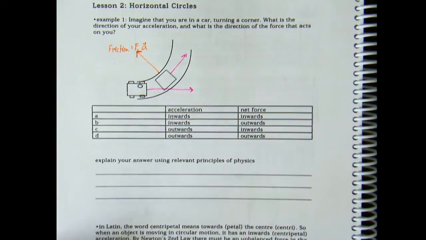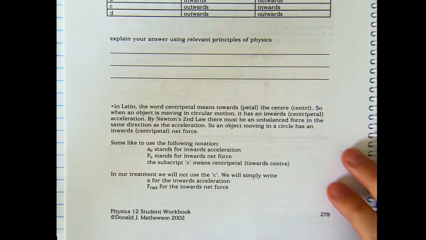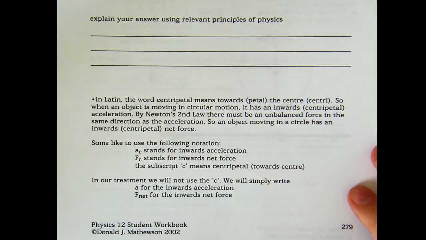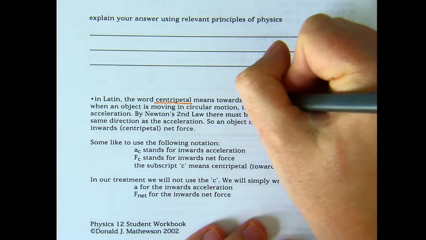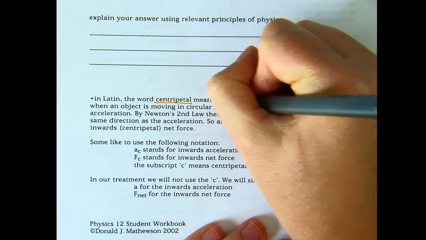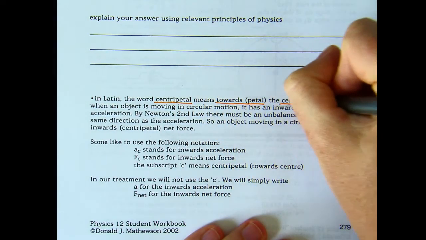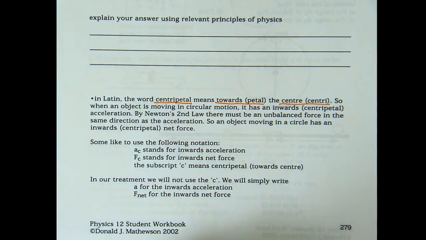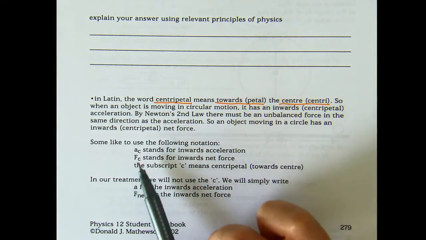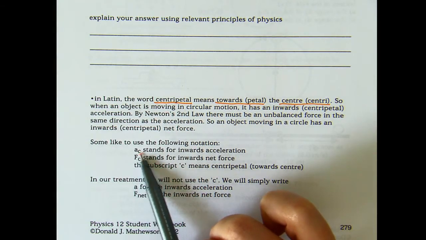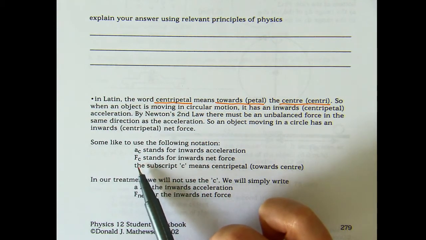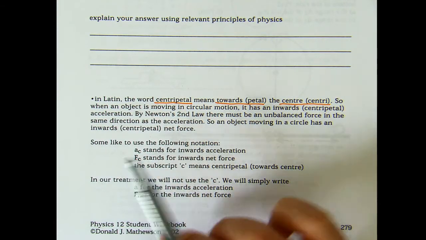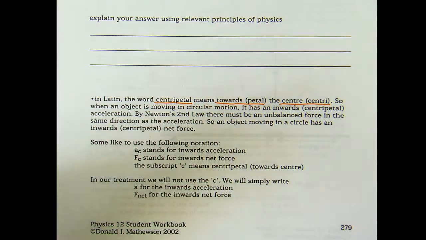So there is a name for this. The force here is called a centripetal force. It's Latin. It means towards, which is the petal part, and the center, which is obviously the center part. There's some notation that we're going to use here. So we're going to use A sub C, which is the centripetal acceleration, and then F sub C, meaning the centripetal force, not centrifugal. That doesn't exist.